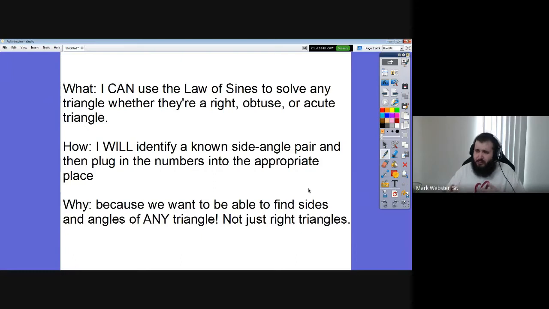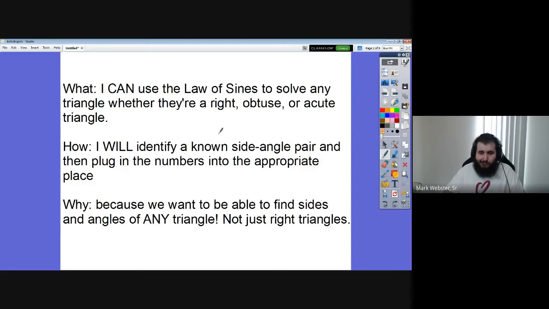Now, we've been spending a lot of time talking about ratios and proportions. Today, we're going to learn a proportion of the side to the angle that's going to allow us most of the time to figure out what the sides and the angles are of your triangle. All right? So it won't matter if it's a right triangle, an obtuse triangle, an acute triangle. We're going to be able to go ahead and figure out the sides and angles of the triangle as long as we have a known angle side pair.